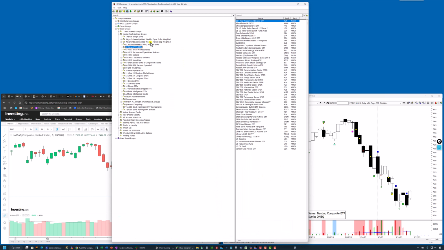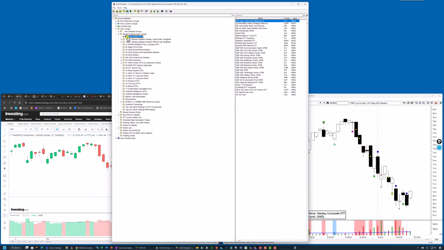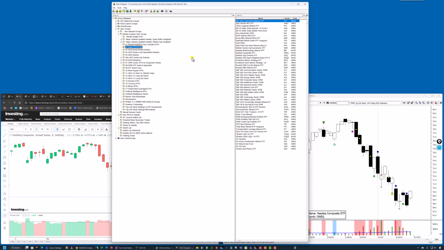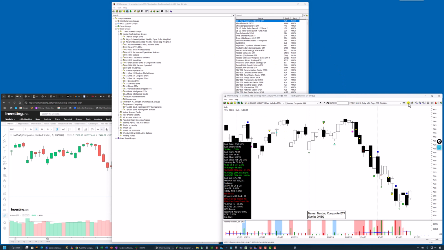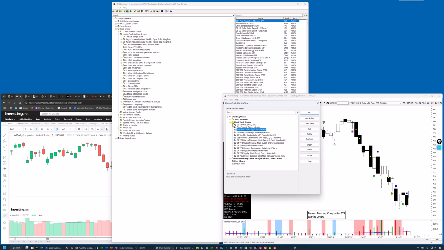Now I want to point out, going to the designer, in the Market Insight ETFs, here is a symbol right here. In the Major Market Plus includes ETFs. I put the symbol in here also, NASDAQ Composite ETF, and Major ETF and ETNs, I put it in here. What I want you to do is go into my views and click on Ron Brown top-down analysis charts, and I want you to delete them.